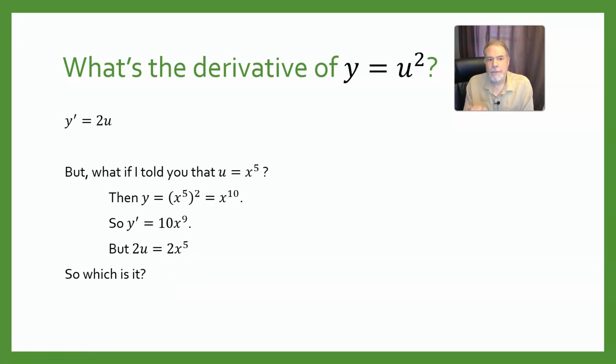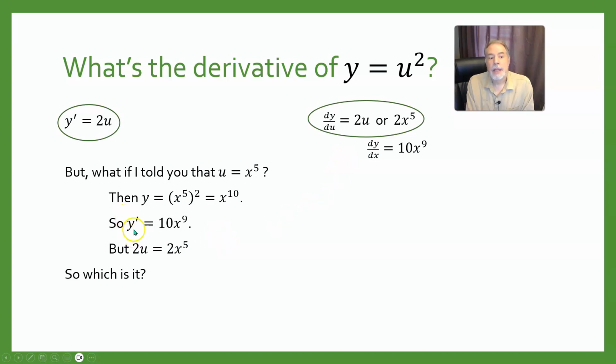Well, here the confusion comes from do we mean the derivative with respect to u or the derivative with respect to x? If we just write it as y prime, it's not clear. When we said y prime equals 2u, that was the derivative of y with respect to u. So we can say dy du equals 2u, or since u stands for x to the fifth, that would make it 2x to the fifth.